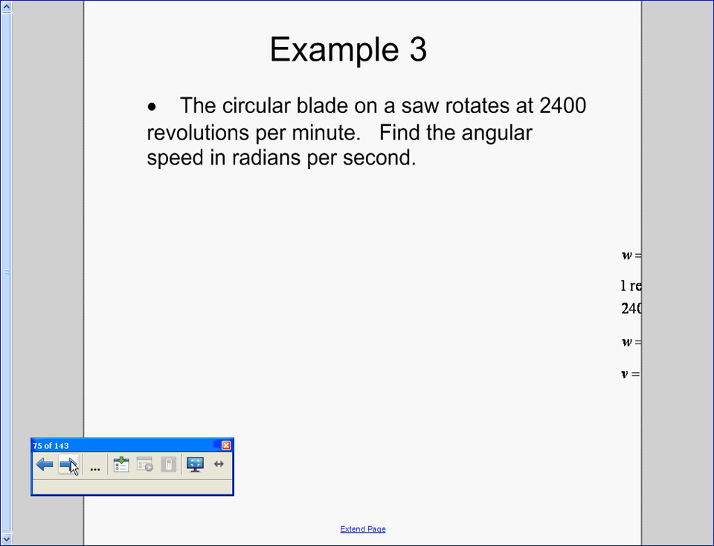Okay. And now let's look at the next example. This time we have a circular blade on a saw. It's going to rotate 2,400 revolutions per minute, and we want to find the angular speed in radians per second. All right, so we're going to start with what we know about the angular speed.